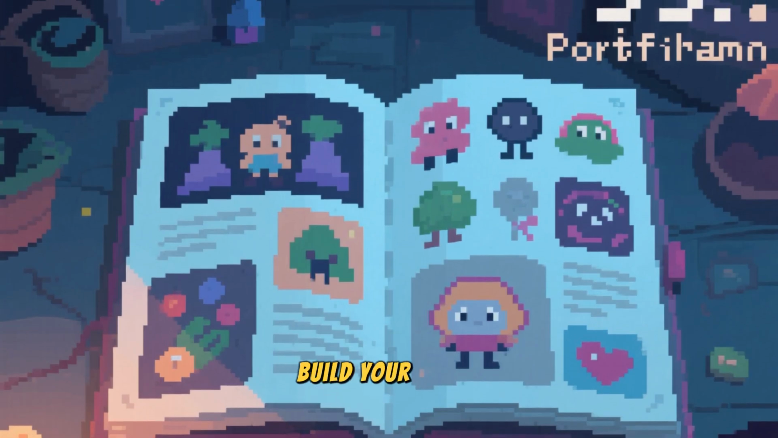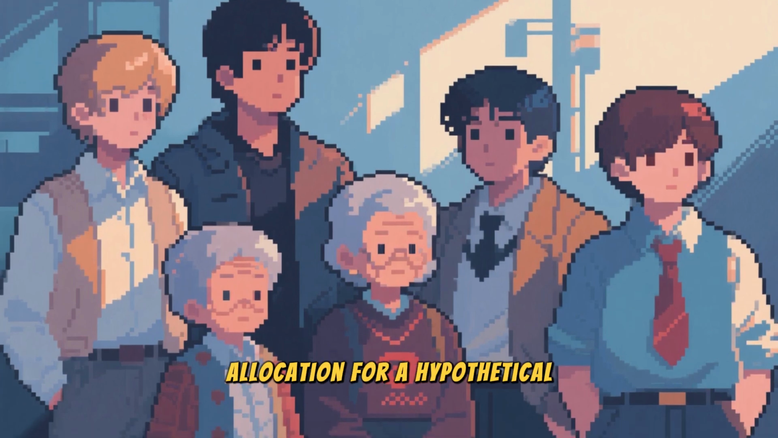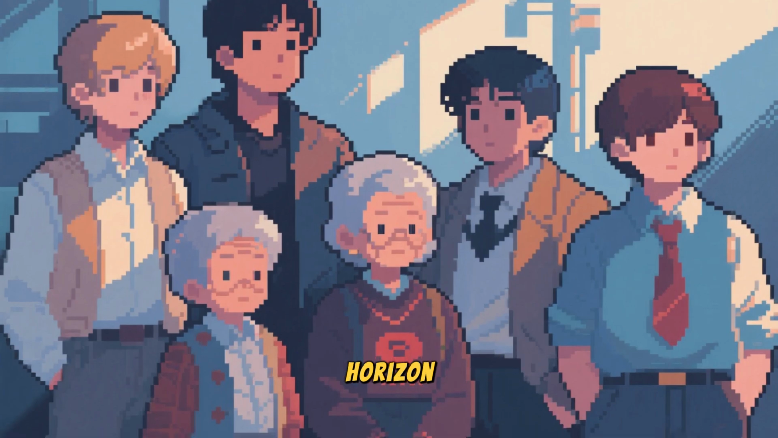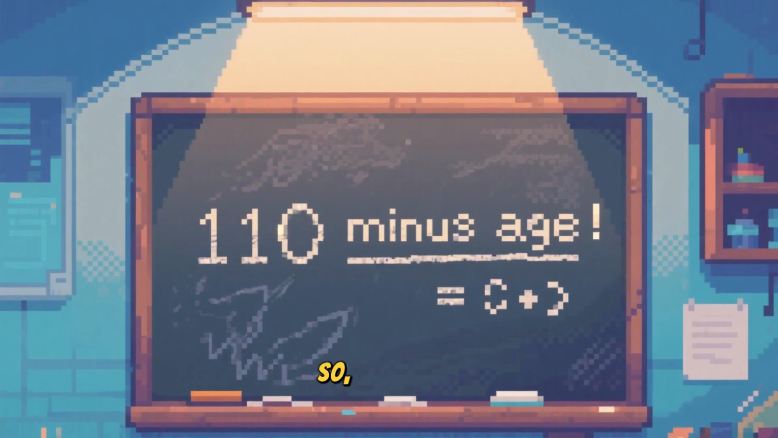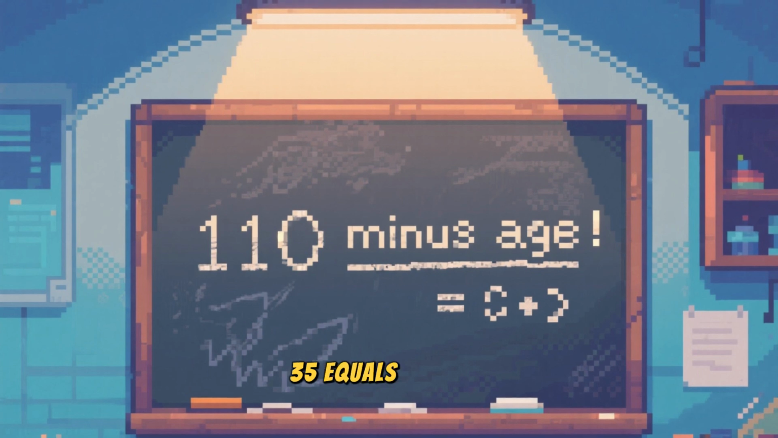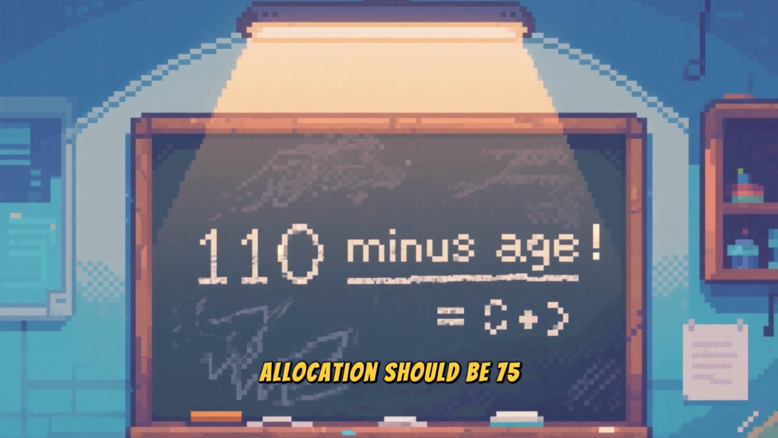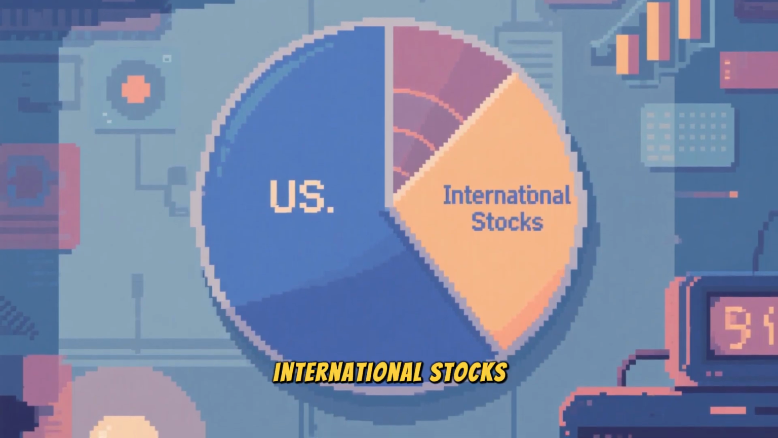Step 2 is to build your model portfolio. Let us create a sample allocation for a hypothetical 35-year-old with a moderate risk tolerance and a long time horizon. We'll use the 110 minus age rule. So, 110 minus 35 equals 75. That means the total stock allocation should be 75%. We can split this between US and international stocks.